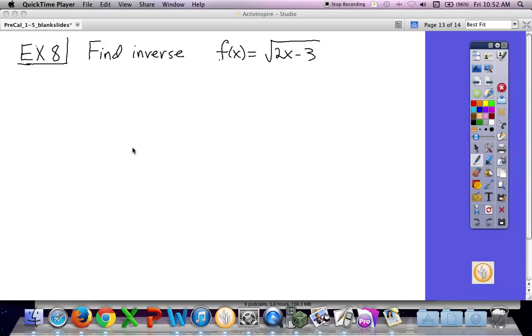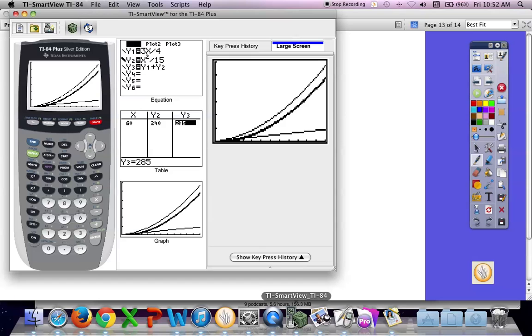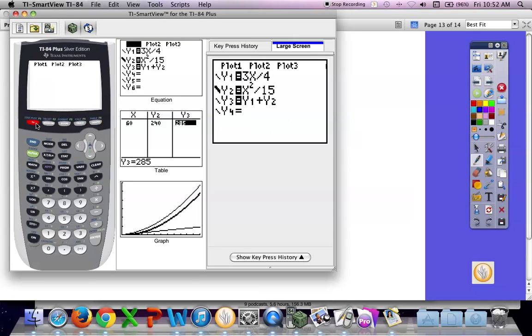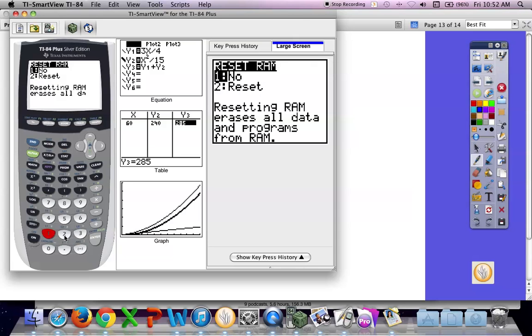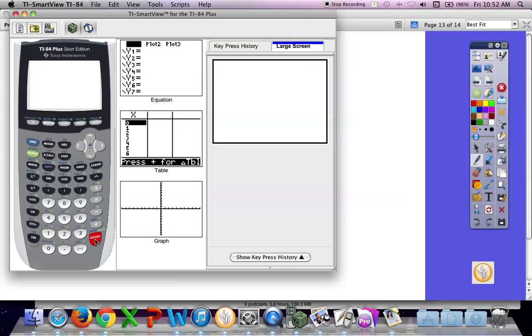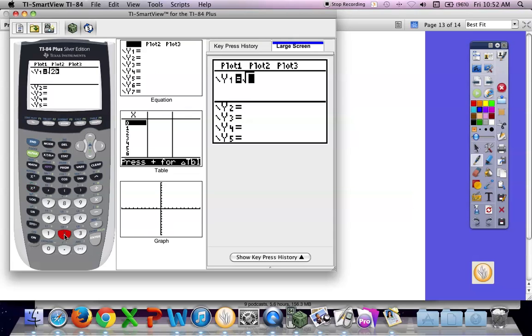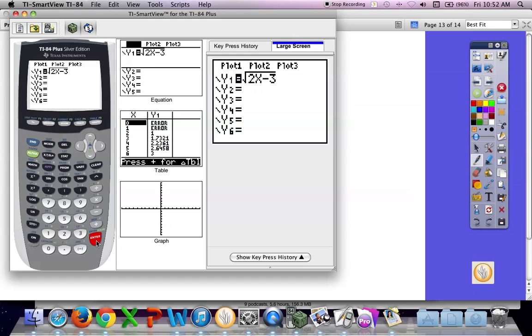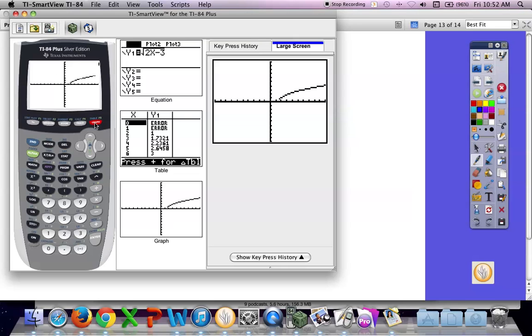So find the inverse of f of x equals the square root of 2x minus 3. Okay, well, let's see. I'm going to start this by graphing it. The square root of 2x minus 3. So it looks like it's a square root function, and it's been shifted to the right.